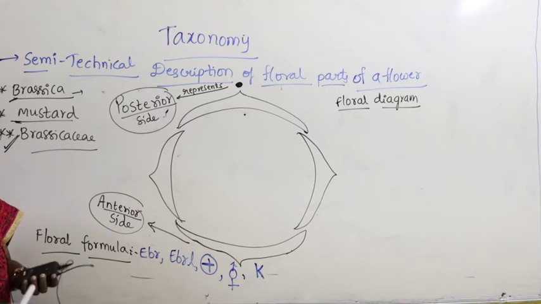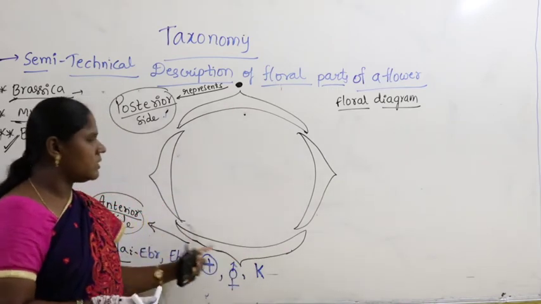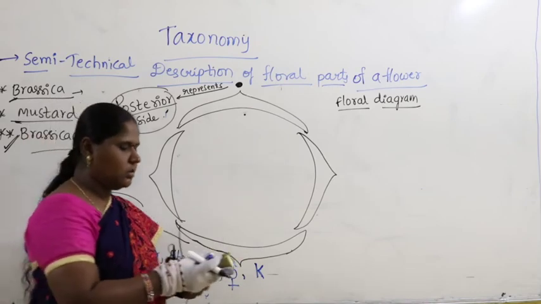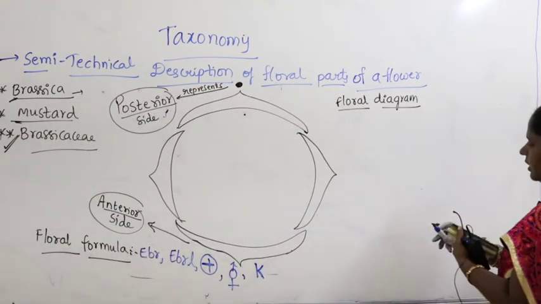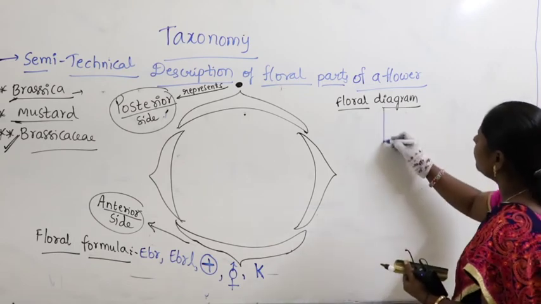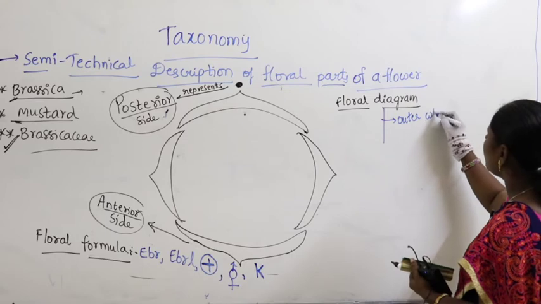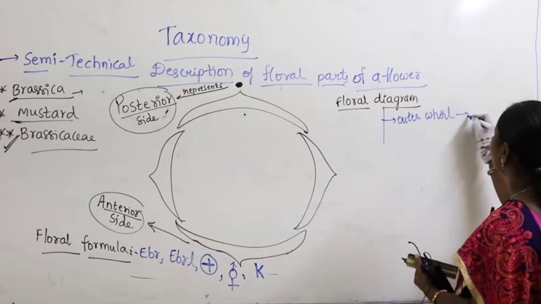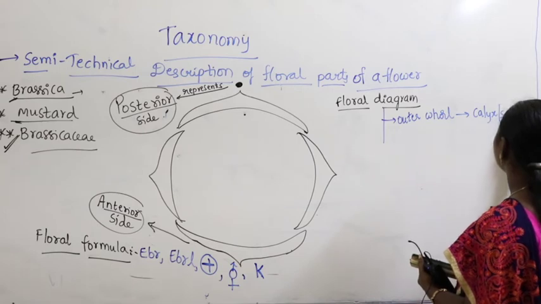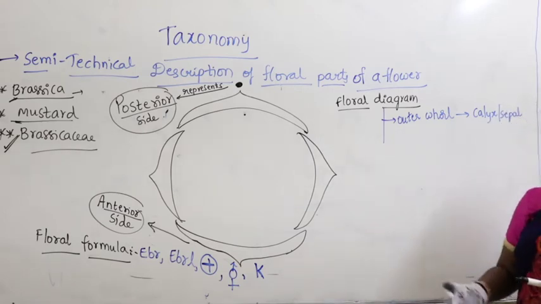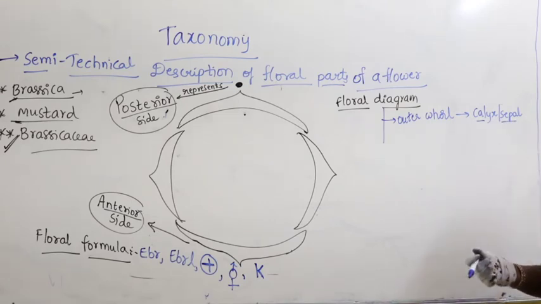Now in the floral diagram, what we are trying to represent here: we have drawn the outer whorl. This is the outer whorl, the outer layer. So what is the outer whorl in the case of a floral diagram? The outermost layer is nothing but the calyx, or we call it sepals. Outer whorl is nothing but what? Calyx, or we call it sepal.